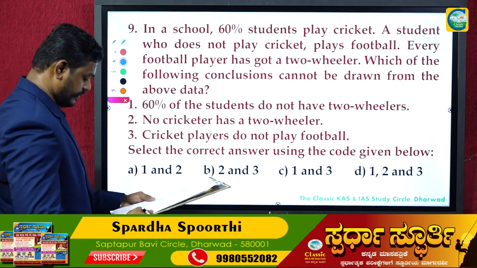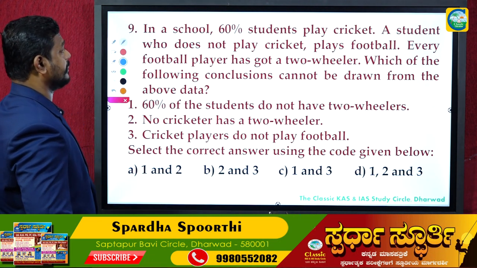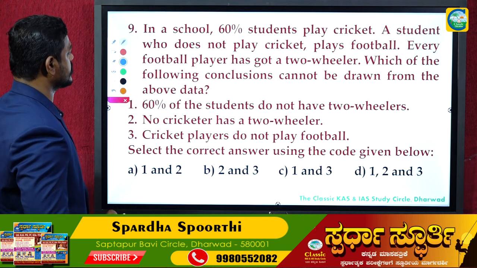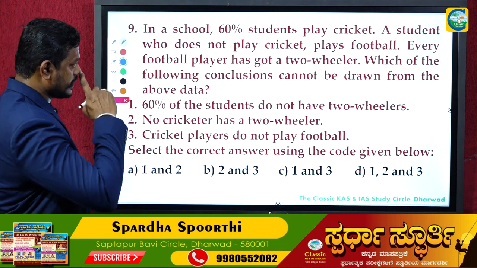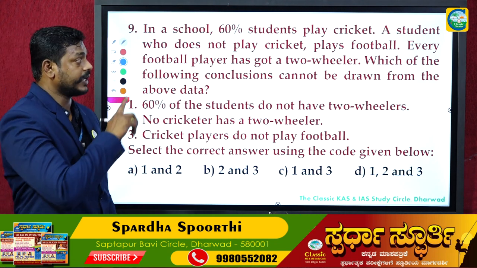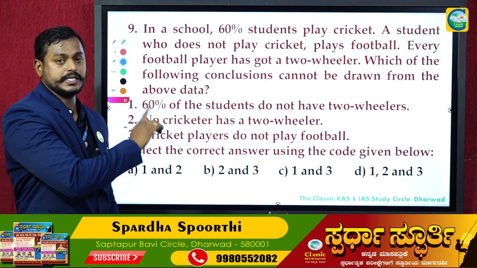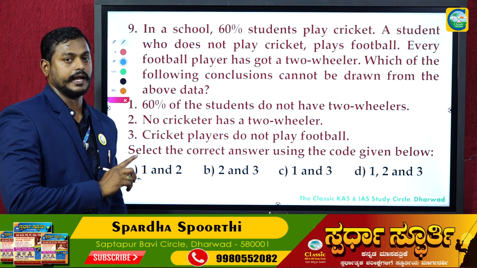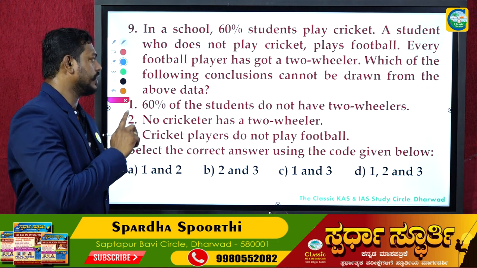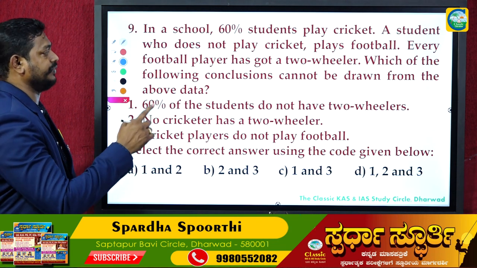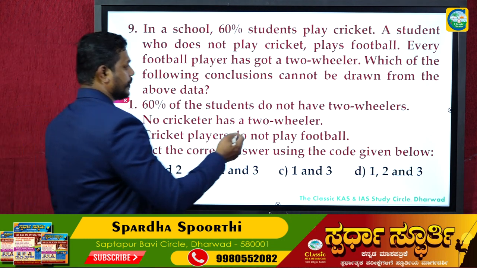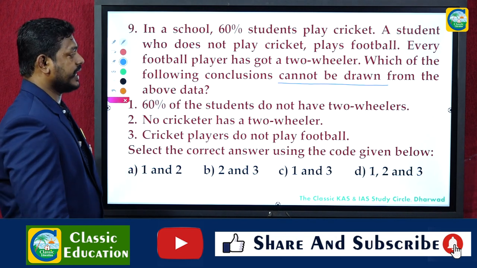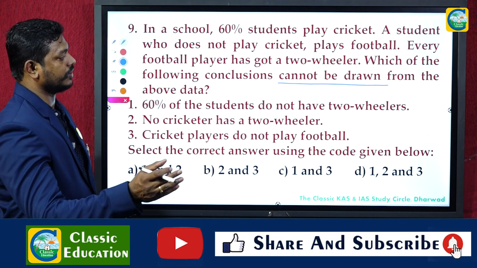Then question number 9. In a school, 60% students play cricket. A student who does not play cricket plays football. Every football player has got a two-wheeler. Which of the following conclusions cannot be drawn from the above data? Please note this: cannot be drawn, they didn't ask which can be drawn.